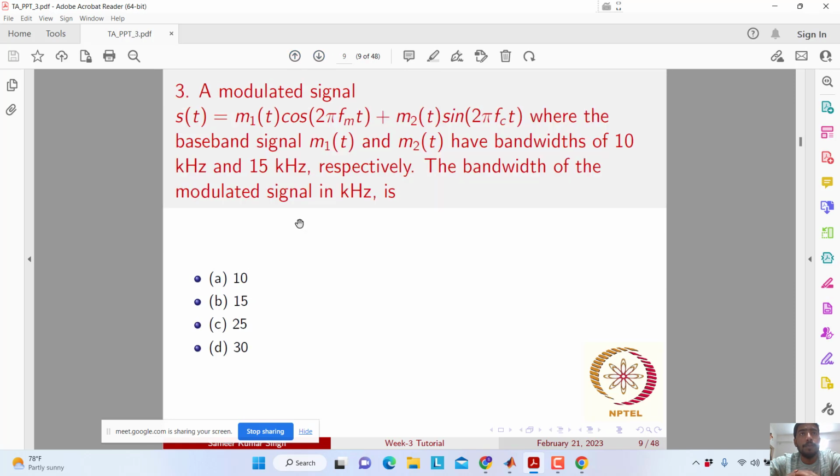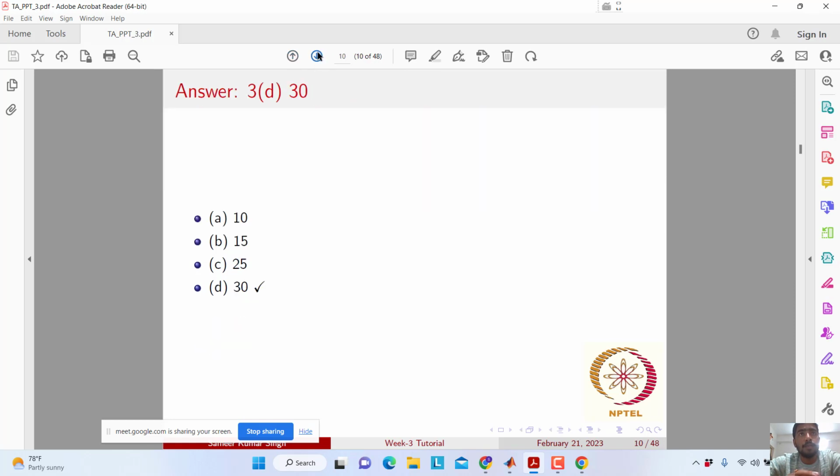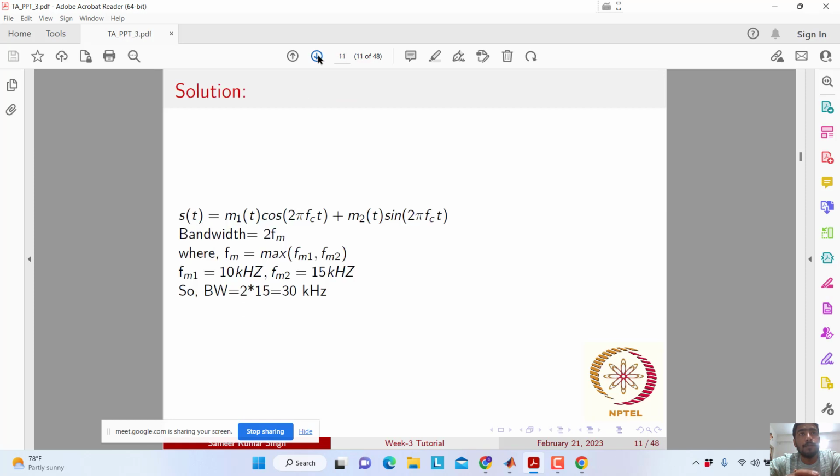Okay, so the answer will be part D, and now we'll see how we can calculate the bandwidth. We have a signal m1(t) cos 2 pi fc t plus m2(t) sin 2 pi fc t. So we have to calculate the bandwidth. Our general formula for the bandwidth is B equal to 2 fm.